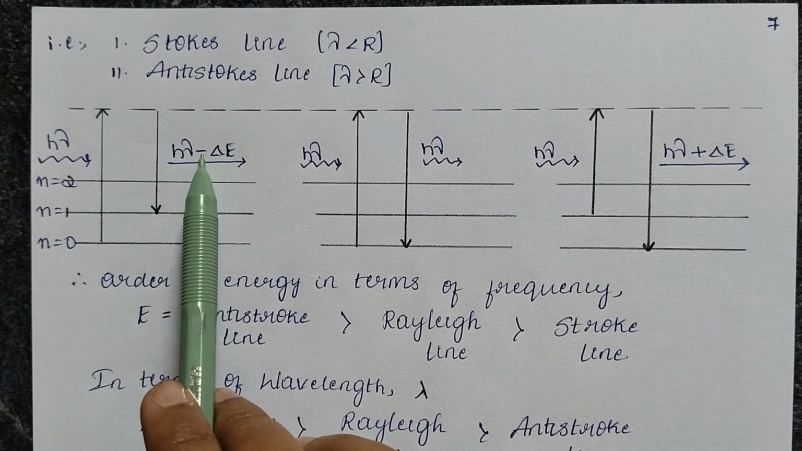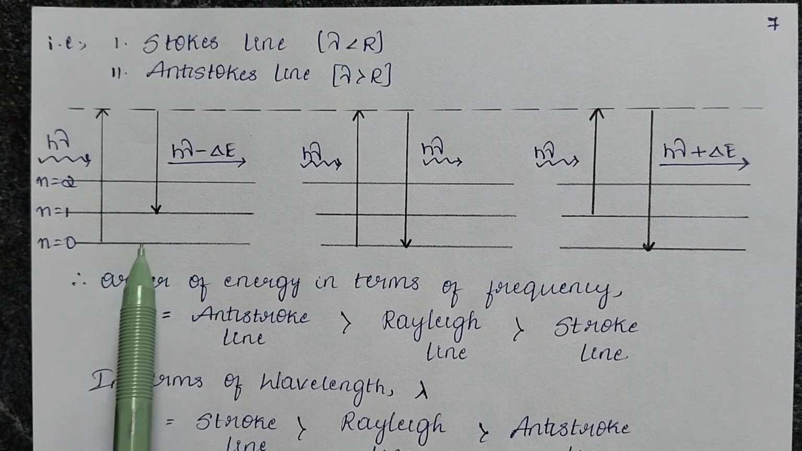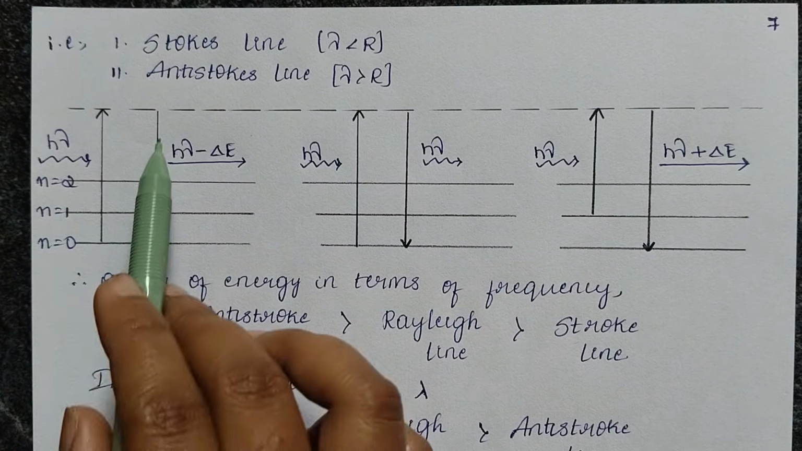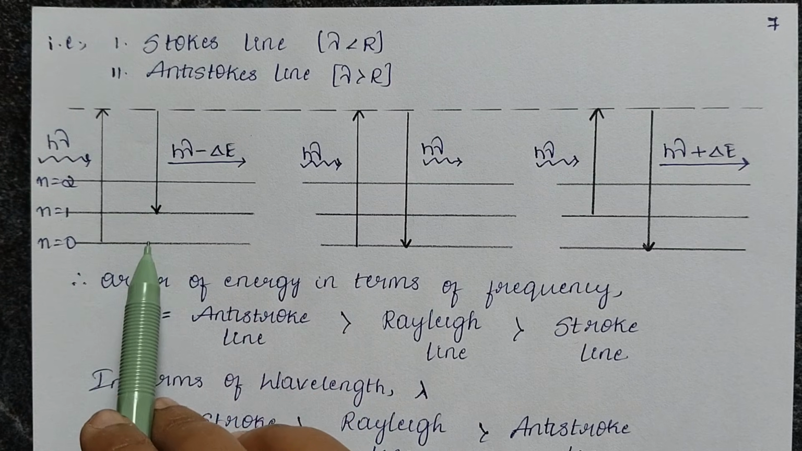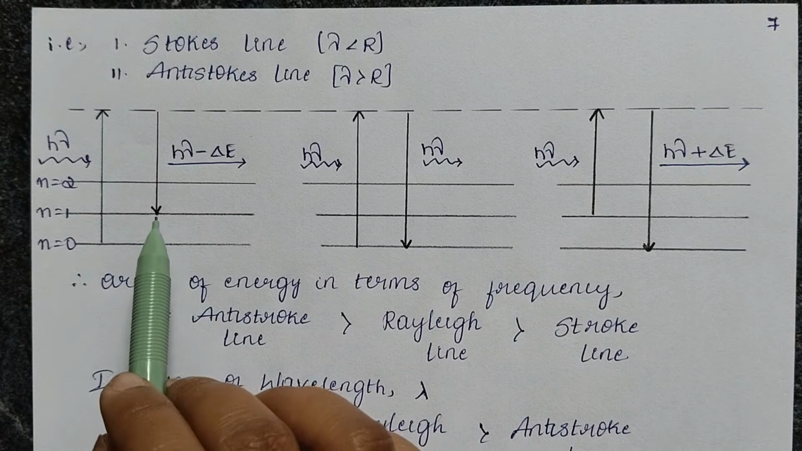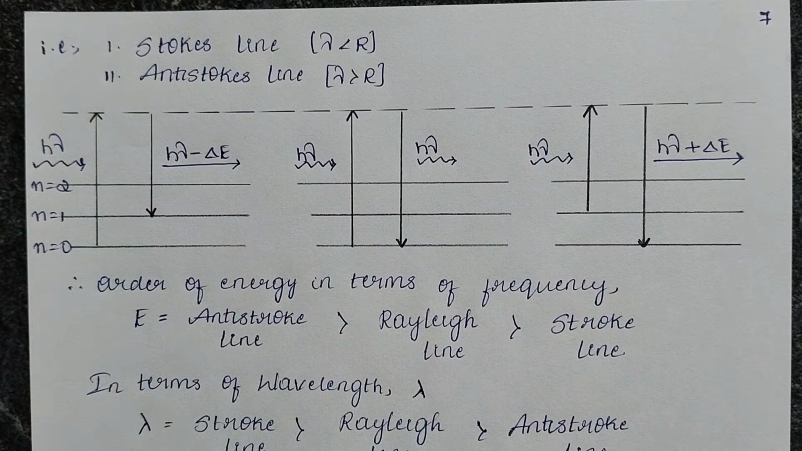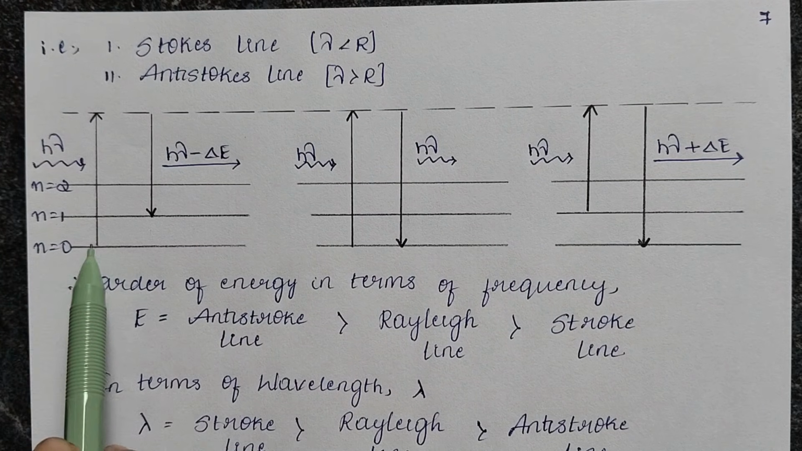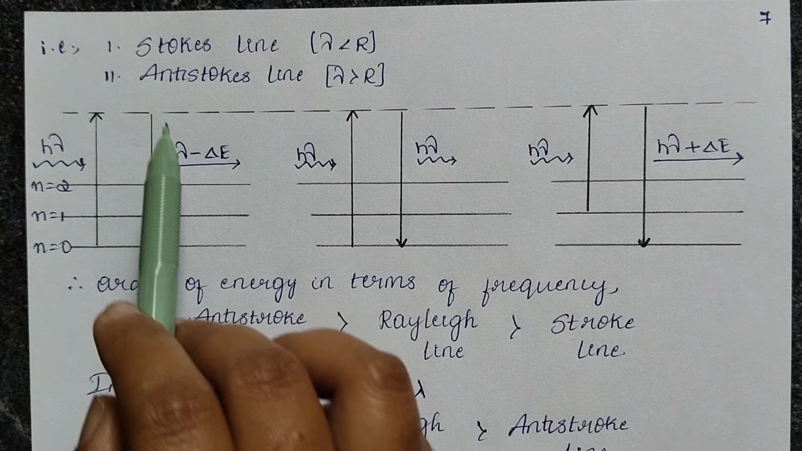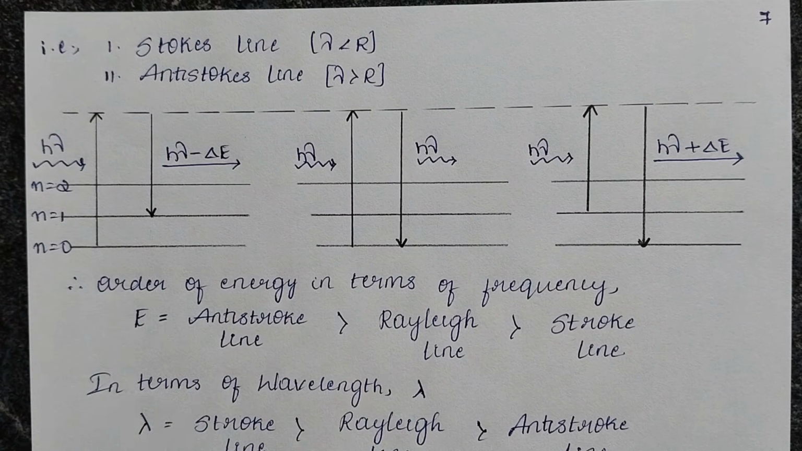minus delta E. Why is this minus delta E mentioned? The electron is not completely relaxing to the N0, N is equal to 0 energy level, but it is resting into N is equal to 1 energy level. And this is one energy level higher when compared to the initial energy level, and there is loss of energy which is seen. That is why here minus delta E. And such transition where the electrons or atoms from their minimal energy level, that is N is equal to 0, will move to the higher energy level and get back to the energy level greater than that of the initial energy level is called as Stokes line.